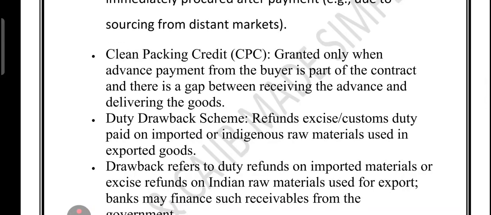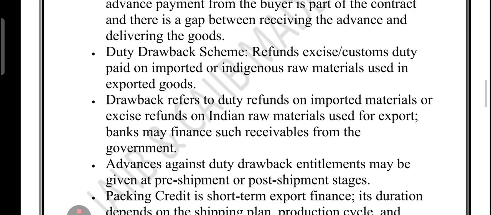That means your foreign buyer has given you some advance money and there is a gap between receiving that money and shipping the goods. Then let's talk about the duty drawback. You know what it is?